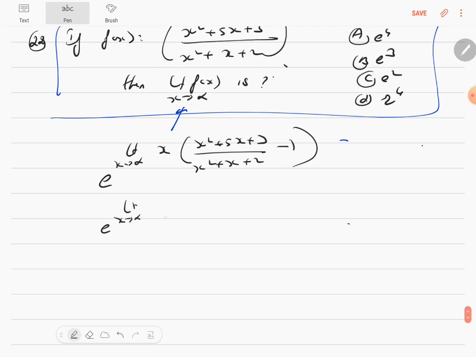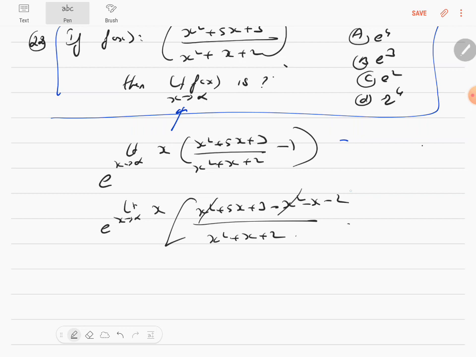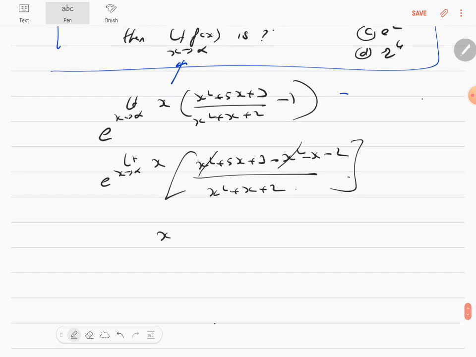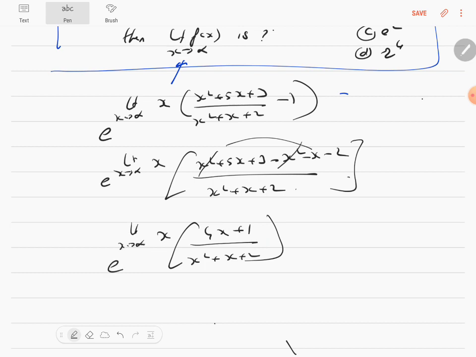Let me try this. It's x into, and I take LCM, it's getting to x square plus x plus 2. So this is going to become x square plus 5x plus 3 minus x square minus x minus 2, x square get cancelled. So this will be x into 5x minus x is 4x, 3 plus 2 is plus 1 by x square plus x plus 2, where limit x tends to infinity, e to the power.